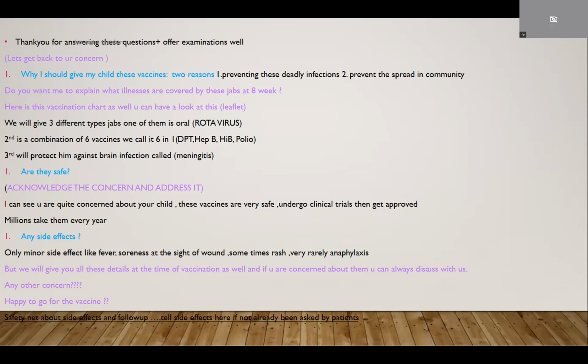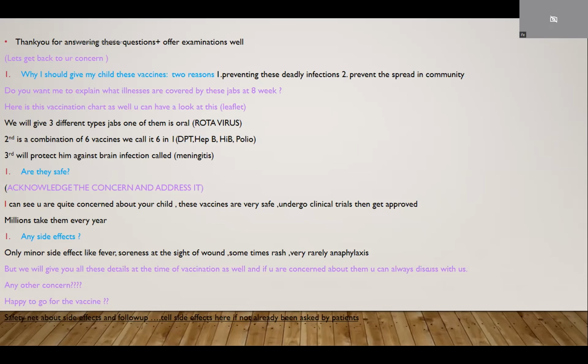So these are the two things you should be focusing on. You told me about this community thing later on at the end, when I said I'm still not convinced why my child needs vaccine. So these are the two main points that you should be telling me.